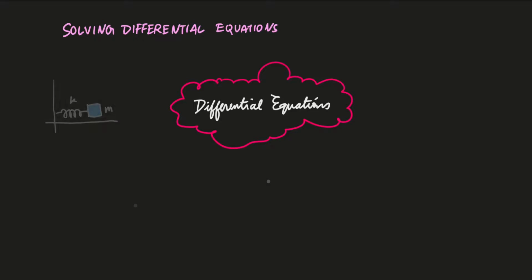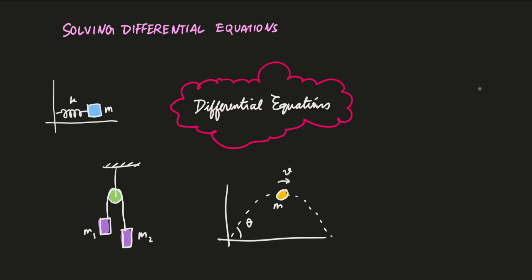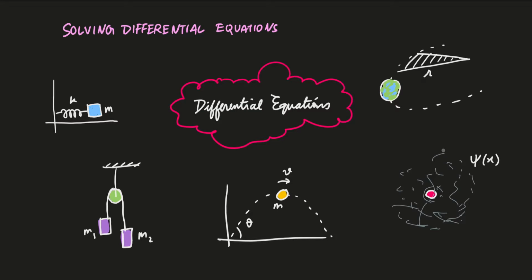Physical phenomena ranging from simple spring mass systems and pulleys and projectiles to much more complex systems like the orbits of planets in the solar system or even the description of electrons in an atom. Everything can be represented by differential equations. The solutions to these differential equations tell us everything about the states that the system can take and give us a robust description of reality. Differential equations are really at the heart of physics.